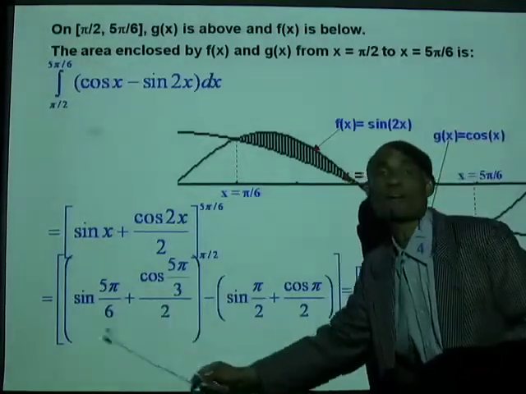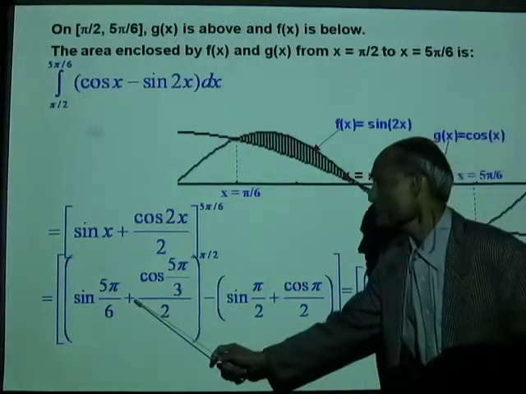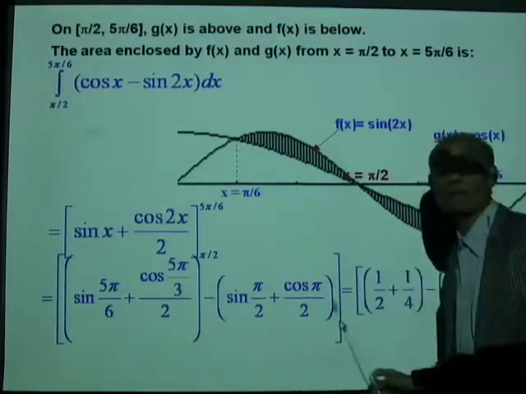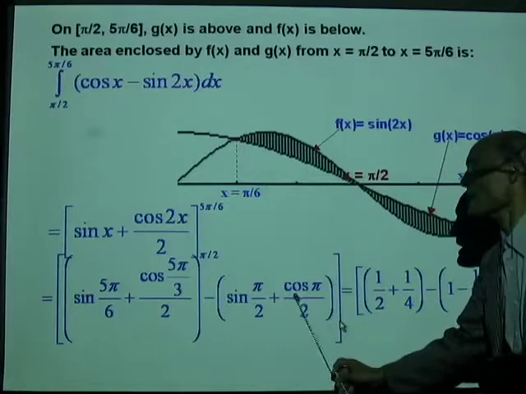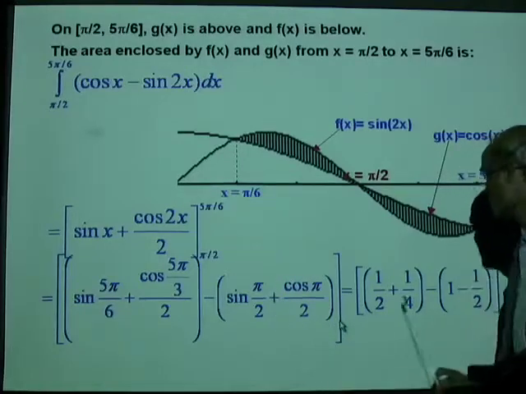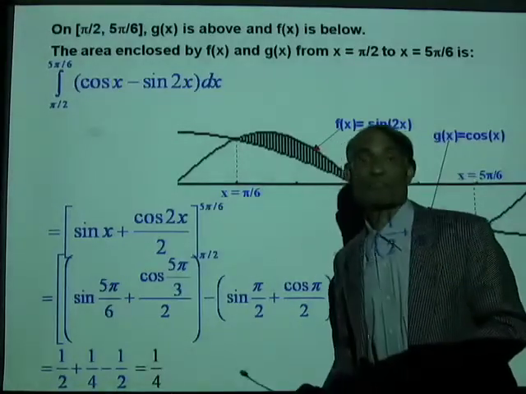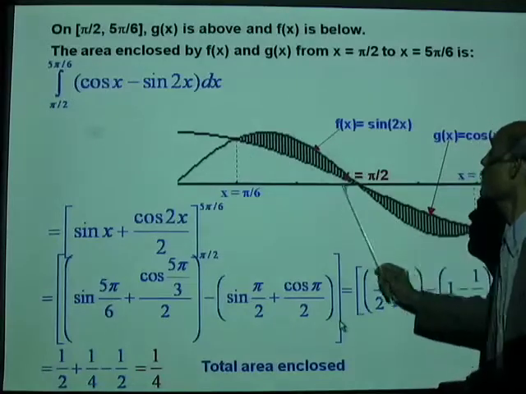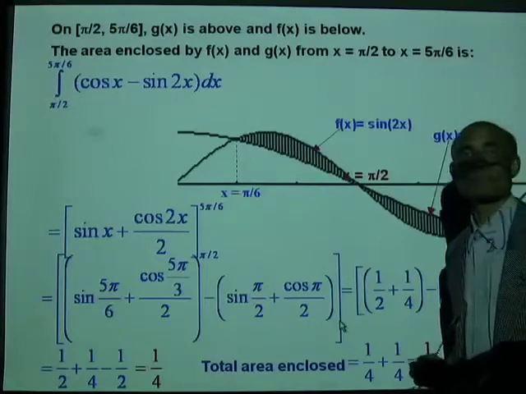Sine of 5 pi by 6, do you know the value? That is 1/2. And cos of 5 pi by 3 divided by 2 is 1/4. Minus sine pi by 2, which is 1. And cos pi is negative 1, so that gives you negative 1/2. Simplify this, and that will give you 1/4 as well. So the total area is 1/4 plus 1/4, that is 1/2.